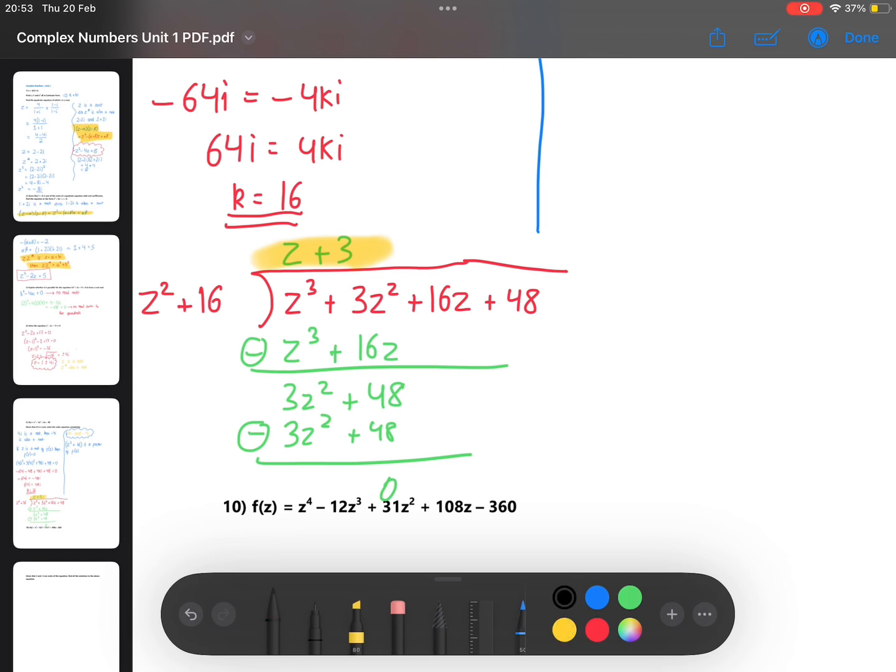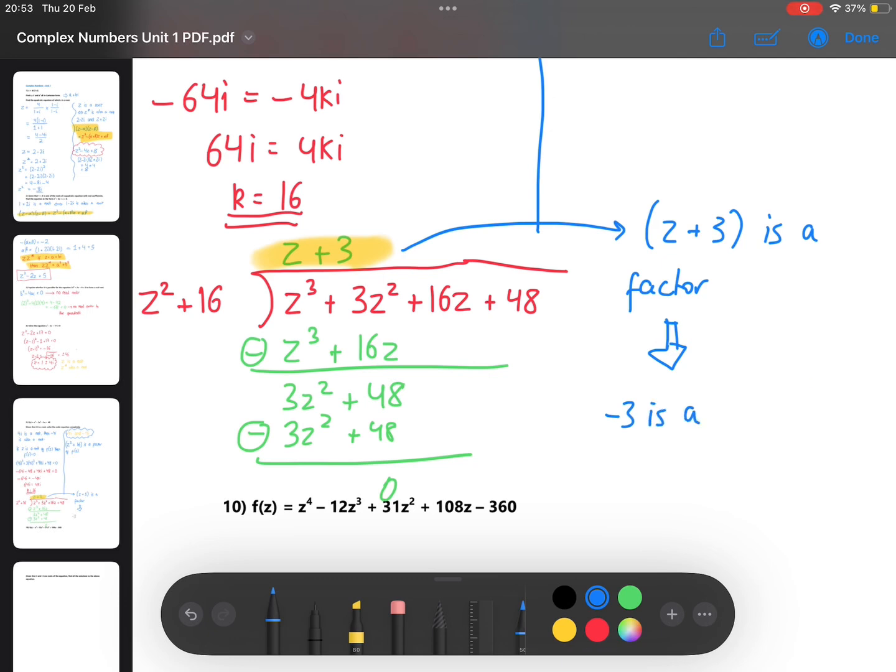So that therefore will tell us that z plus 3 is a factor, and therefore by the factor theorem we know that minus 3 is a root. So our roots to the equation were 4i, minus 4i, and minus 3.